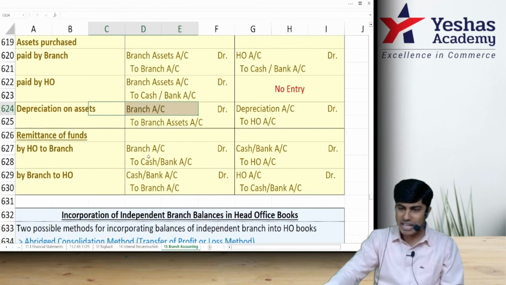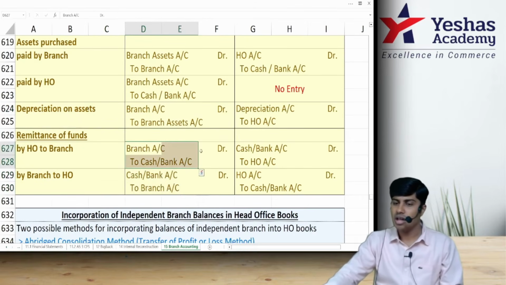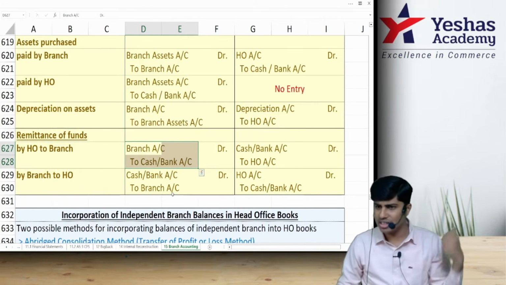Head office receives cash. If the head office is receiving cash, cash to branch. If the head office is paying cash, branch, and the opposite entry will be passed in the books of branch.